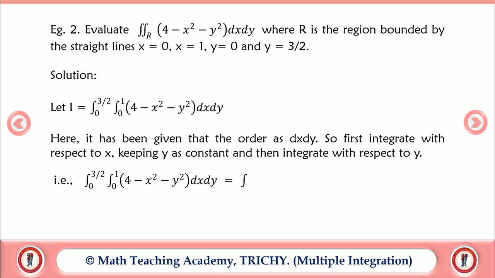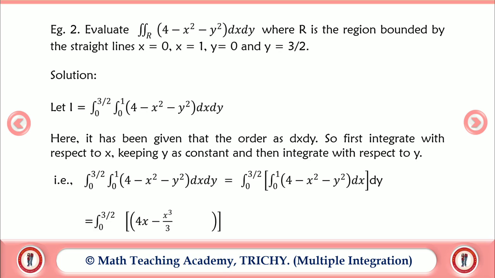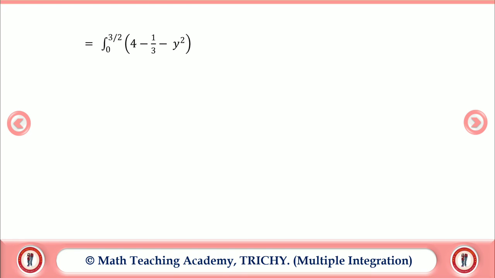So the given integral becomes integral 0 to 3 by 2 of integral 0 to 1 of 4 minus x squared minus y squared dx dy. First we are going to integrate with respect to x. So what you will get is integral 0 to 3 by 2 of 4 into dx gives 4x, minus x squared into dx gives x cubed by 3, minus y squared into dx gives y squared into x, and then apply the limits 0 to 1 and keep dy as it is. So that is equal to integral 0 to 3 by 2, apply the limits, then what you will get is 4 minus 1 by 3 minus y squared, dy.